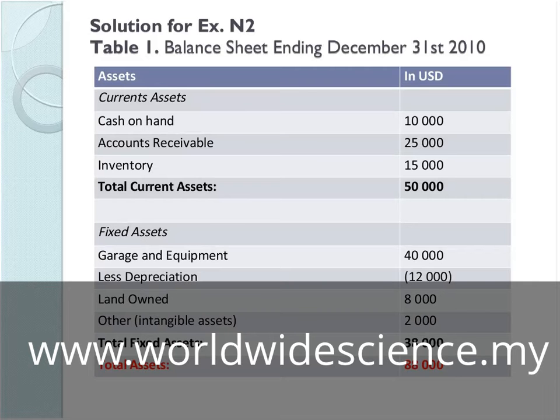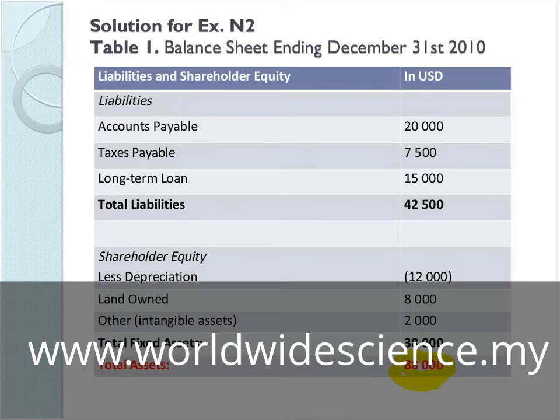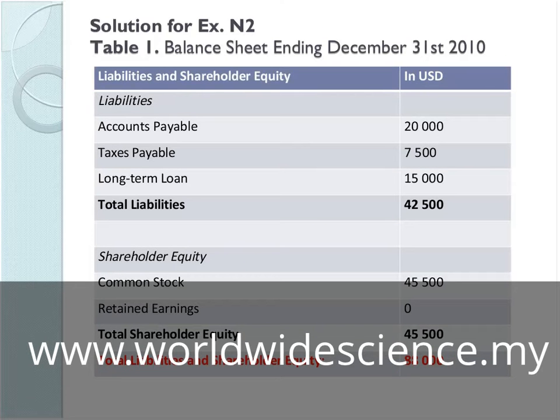See, here is the equal. We have a balance between the assets and liabilities, right? So this is the solution for exercise number 2. If any of you have some questions related to exercise number 2, just let me know. I think this is clear.